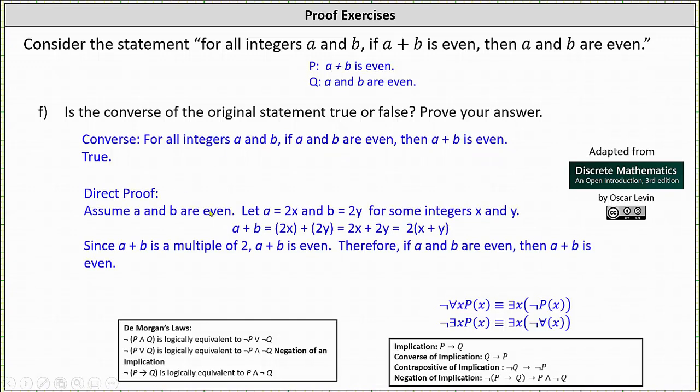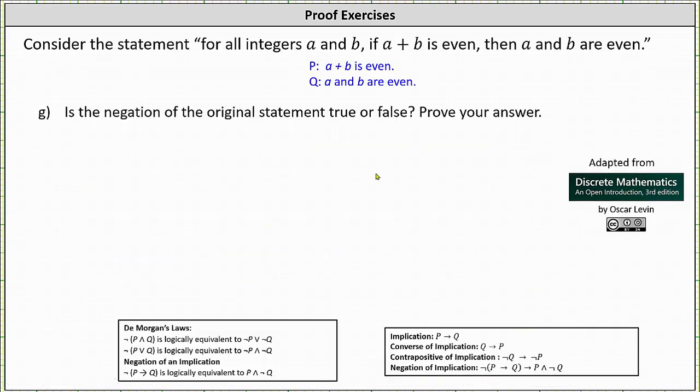Assume a and b are even, that a equals 2x and b equals 2y for some integers x and y. a plus b is equal to 2x plus 2y, which can be factored as 2 times the quantity x plus y. Since a plus b is a multiple of 2, a plus b is even. Therefore, if a and b are even, then a plus b is even, and the proof is complete.